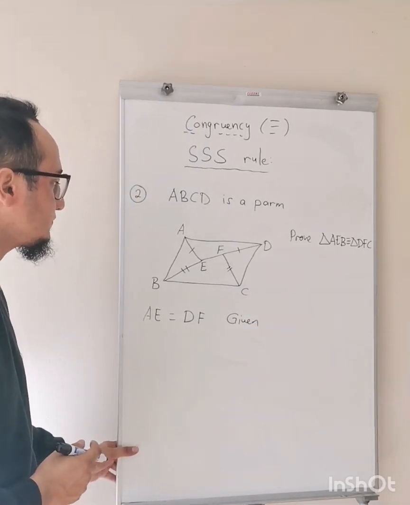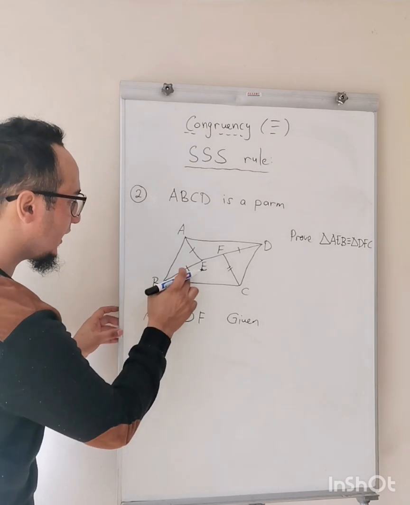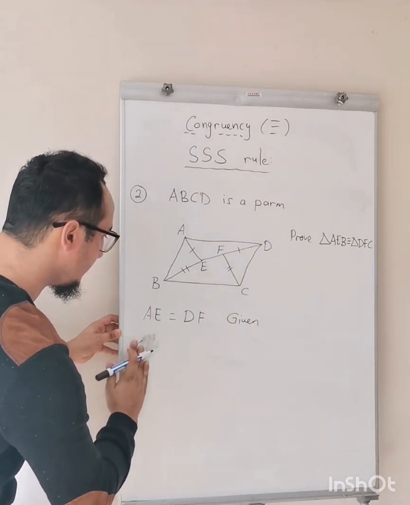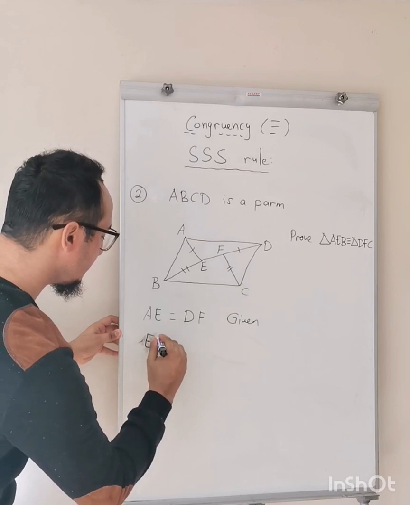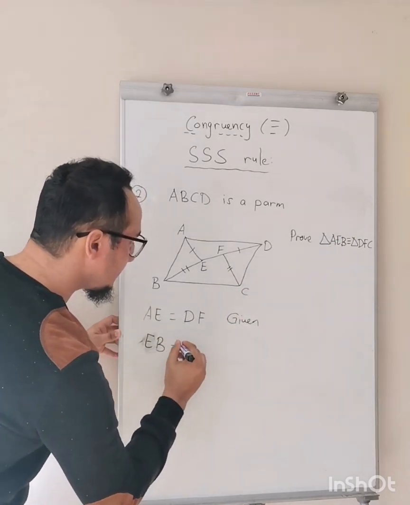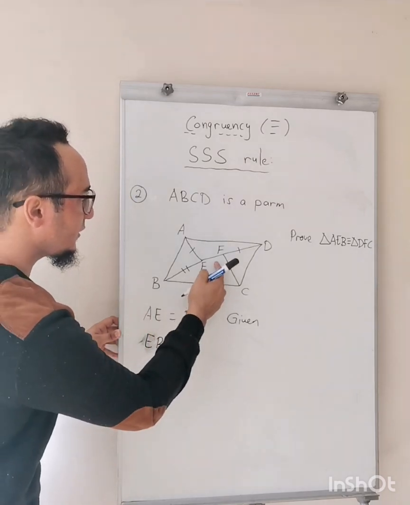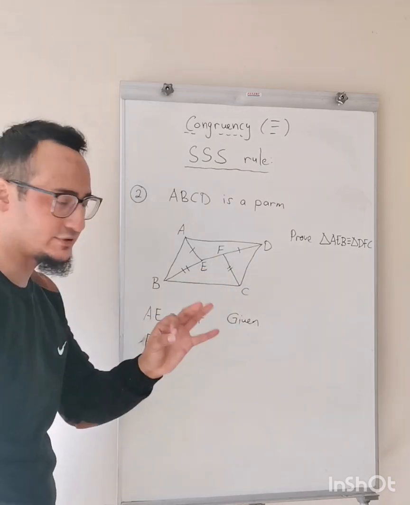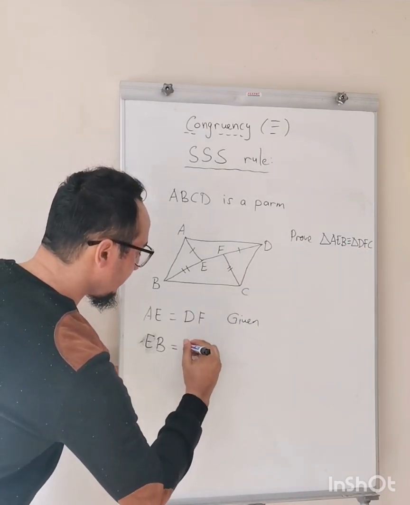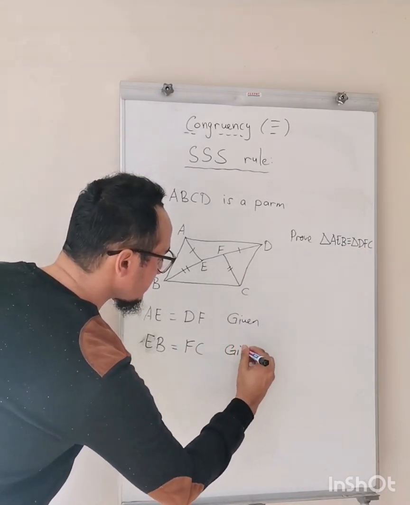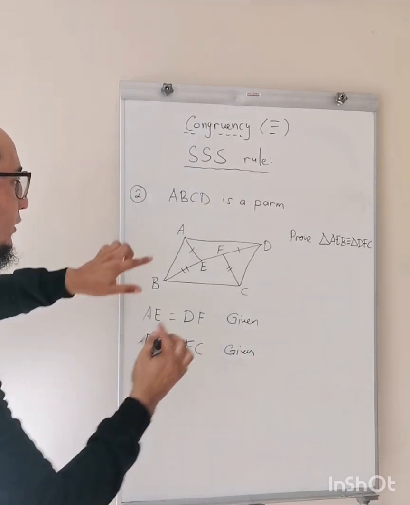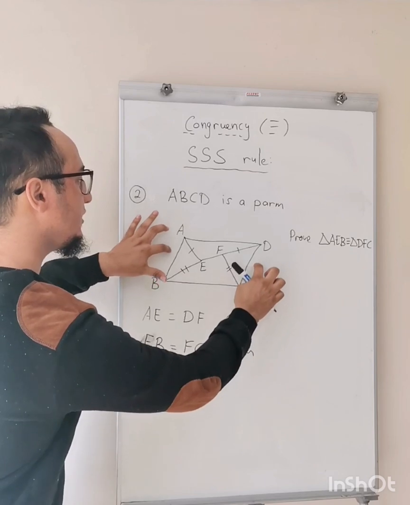The next one, two lines, EB, because look at the direction, EB is equal to this side over here, CF or FC. The direction F comes first, so therefore FC. How do I know that? Because it's given to me. They both have two lines. And now we're looking for those two sides that are the same.